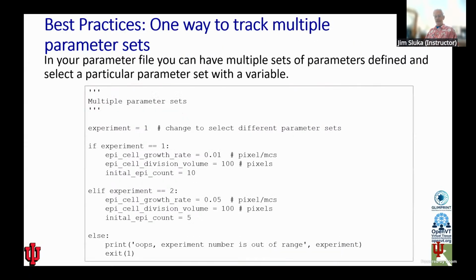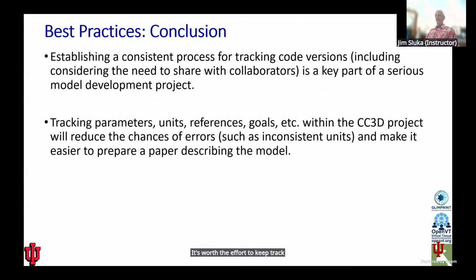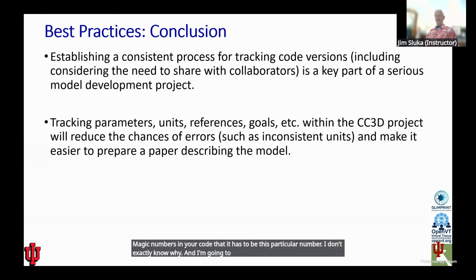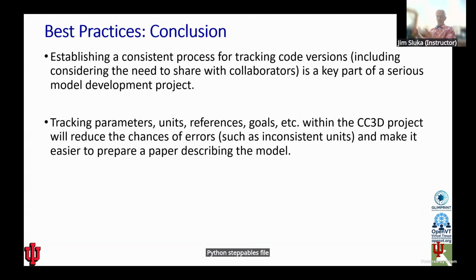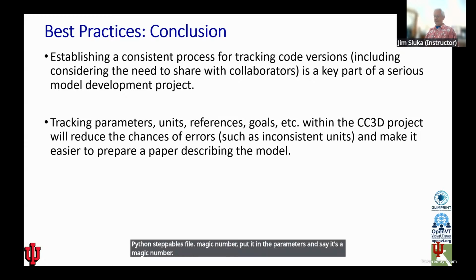It's worth the effort to keep track of your parameters in a consistent way so that you don't have floating parameters, magic numbers in your code that it has to be this particular number. I don't exactly know why, and I'm going to forget where it is in my 500-line Python steppables file. So magic number, put it in the parameters and say it's a magic number. It has to be this number. I don't know why. That's fine. But here it is in the parameters file. It's not hidden somewhere in your code.